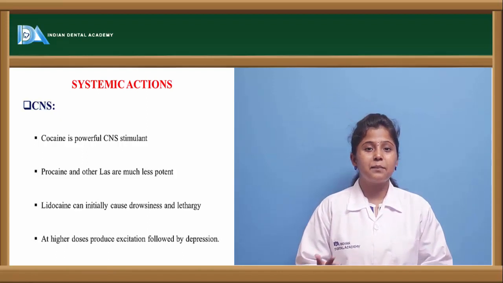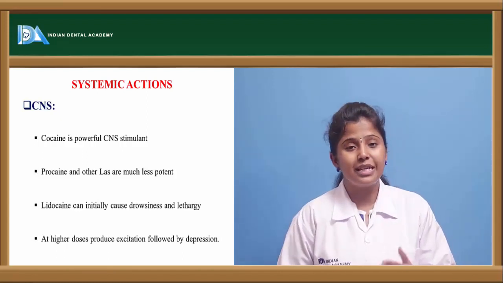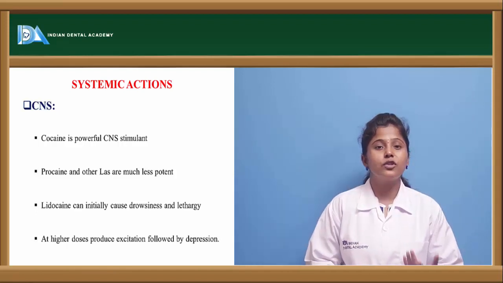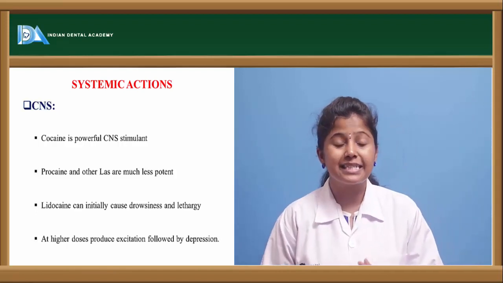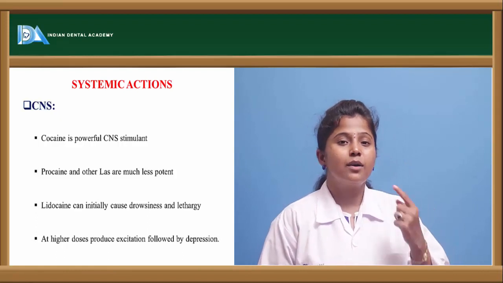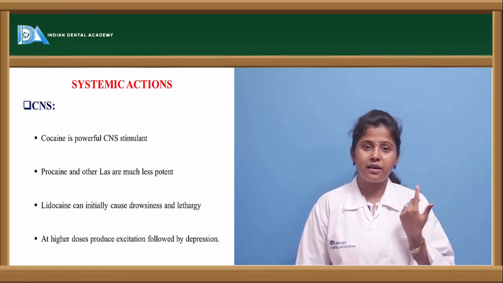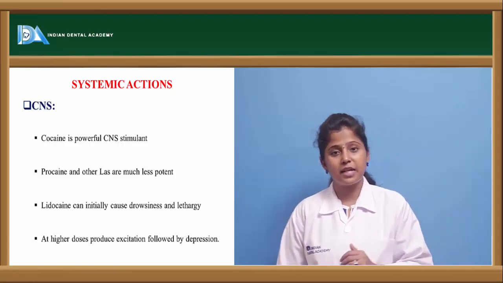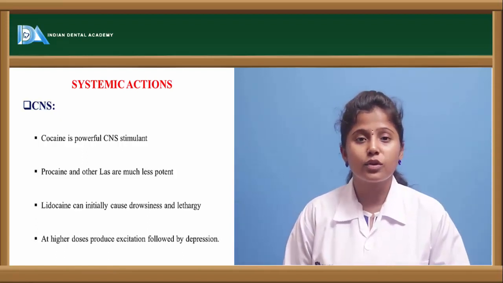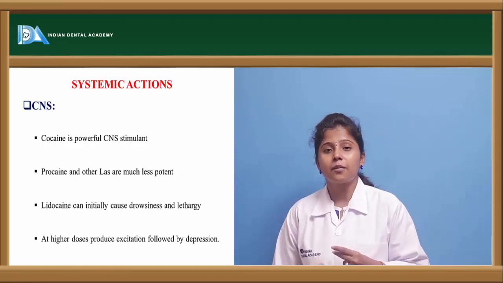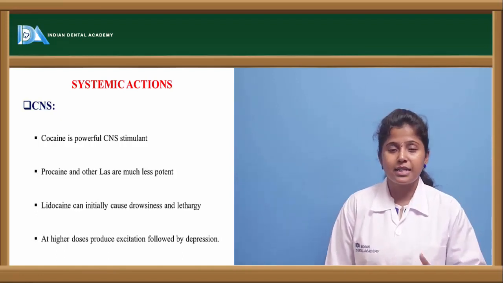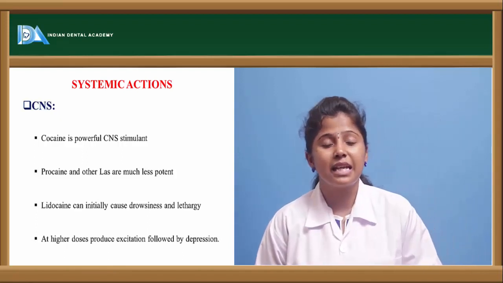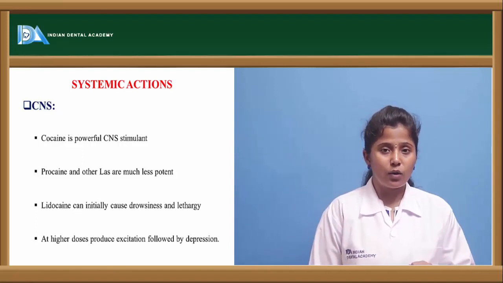If we take an example, people take tea containing caffeine, and once they have tea, their mind works faster, or their mind becomes sharp. This is because of the caffeine which is present. In the same way, cocaine is also a CNS stimulant, where it causes stimulation of the central nervous system. And procaine is a local anesthetic which is less potent when compared to other local anesthetics.